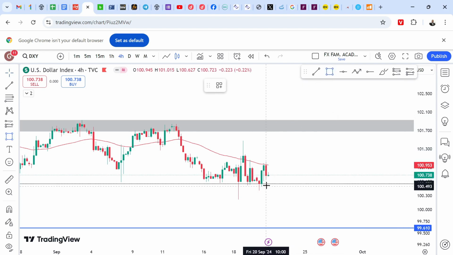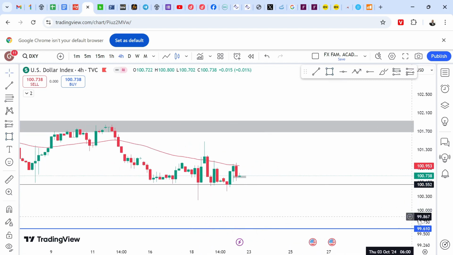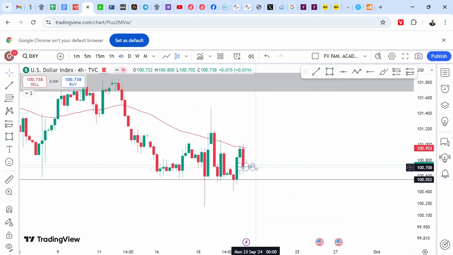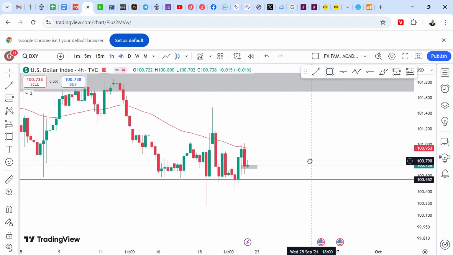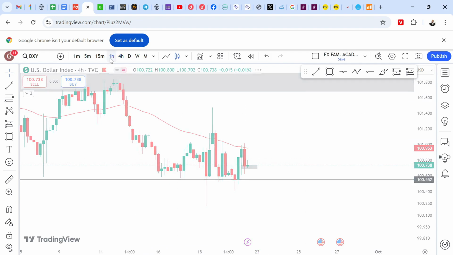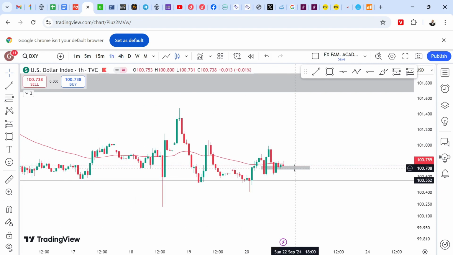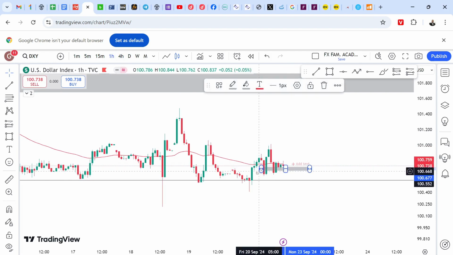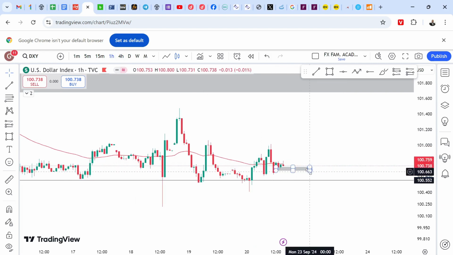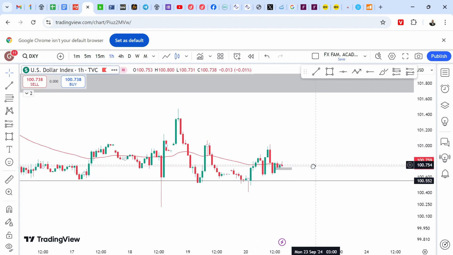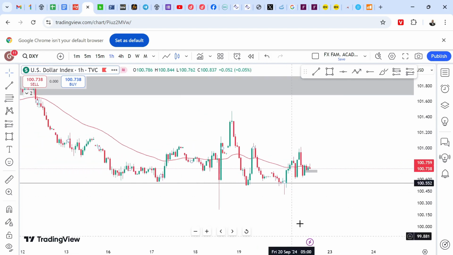Now you can easily see that we have a support here. Let me zoom in so you can see properly. You have a support here already. Now on the 1-hour time frame, good, you can see what we have. That support is here already, letting you know that price failed to break below that support.